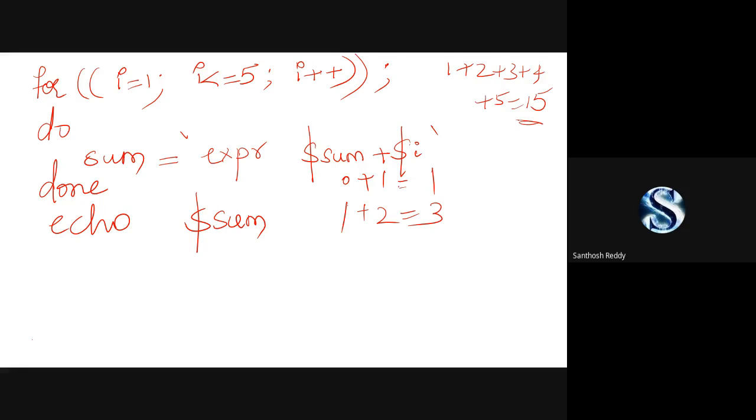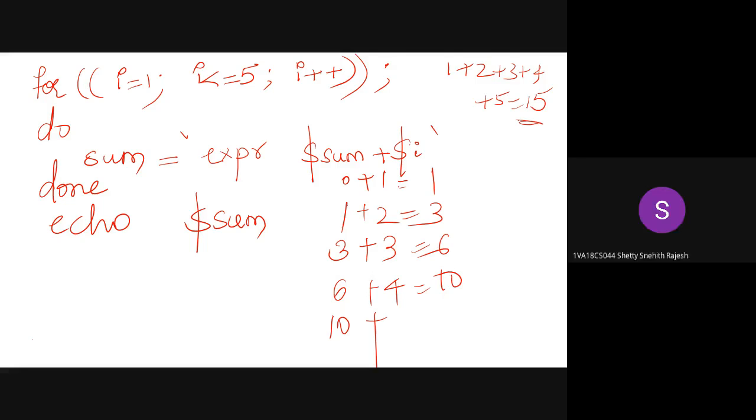The same way it is going to be performed. So now it is 3 plus 3 is equal to 6. 6 plus 4 is equal to 10. 10 plus, now I is equal to 5. 5 is less than or equal to 5. Whether it is true or false? True. It will enter into the loop. Now dollar I is equal to 5. So it will get 15.